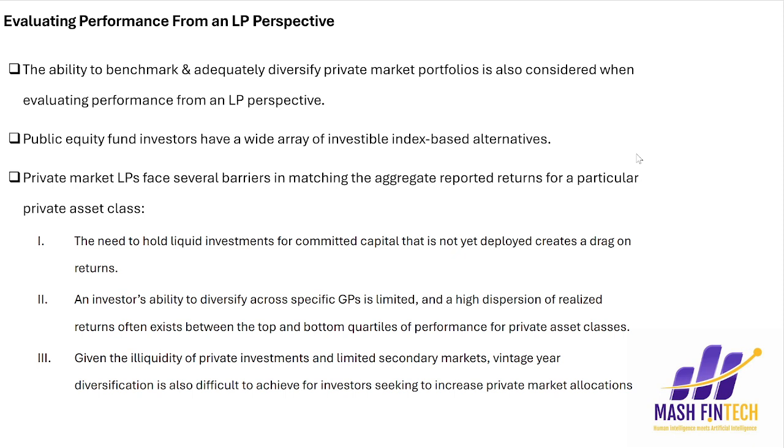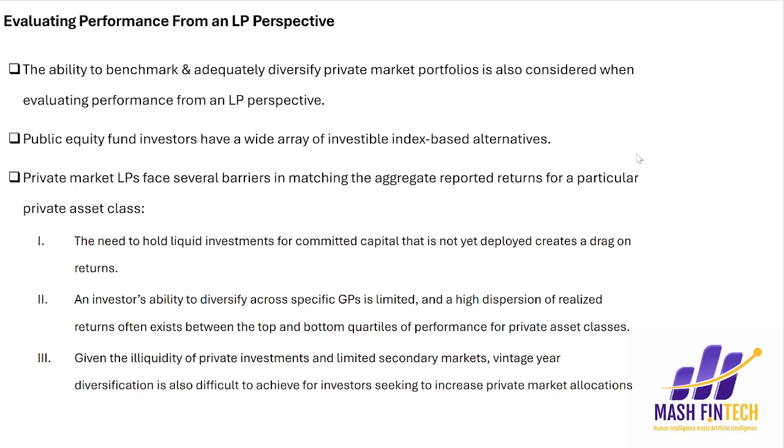So private market limited partners face several barriers in matching the aggregate reported returns for a particular private asset class. Number one, the need to hold liquid investments for committed capital that is not yet deployed creates a drag on returns. So they have to keep money in liquid form, or get assets that are highly liquid, so that they get some return, but it's not as high as investments in the private assets themselves. So they have to hold liquid assets that they've committed so that they are deployed when wanted.